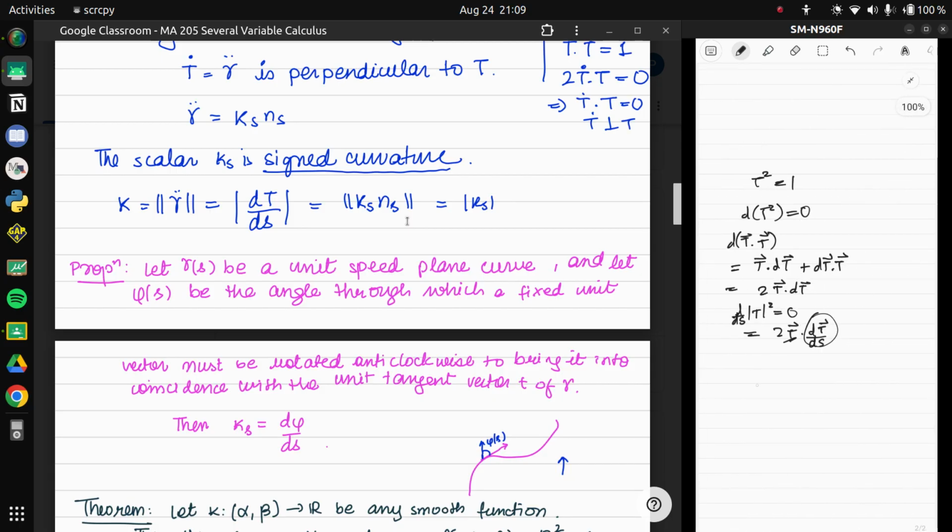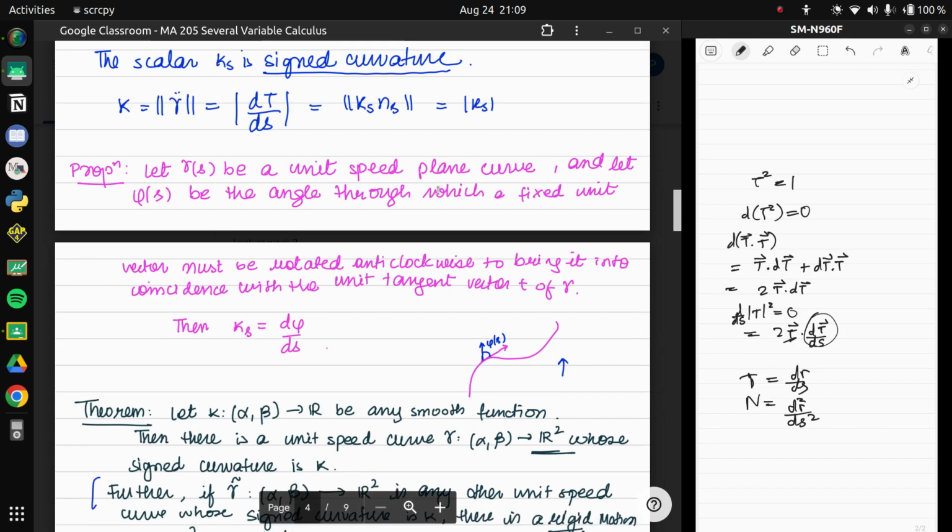So what we just have is, with a unitary parameterization, your t vector is just dr by ds, and your n vector is just d square r upon ds square. Cool, isn't it? So these are some cool definitions and that's it, but move on.